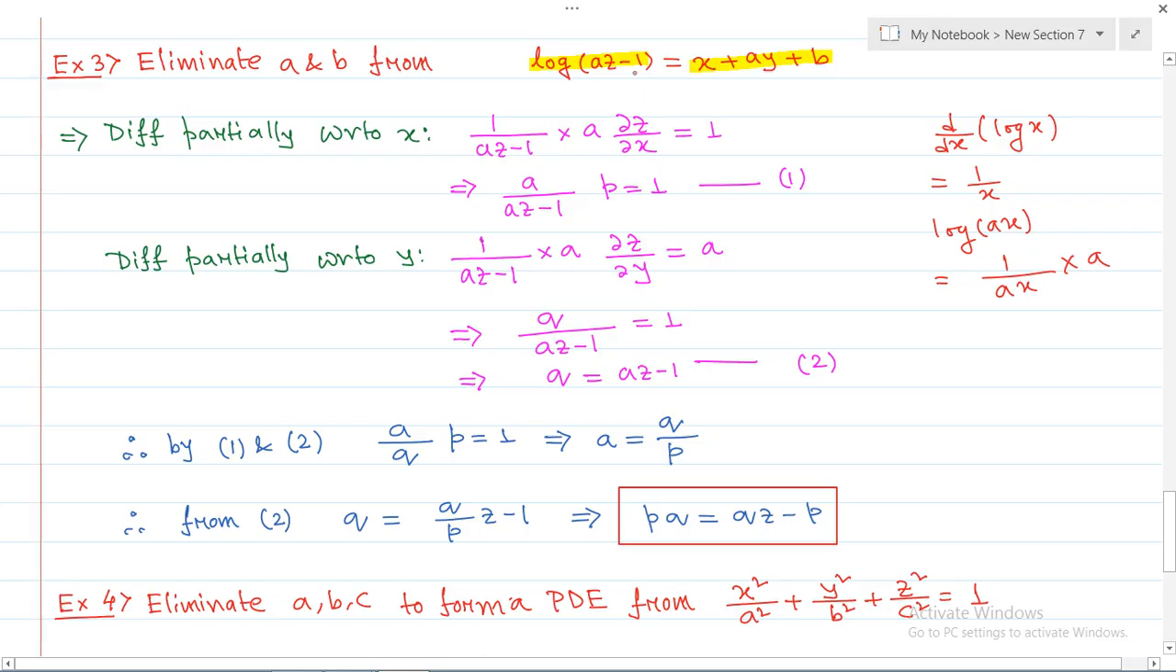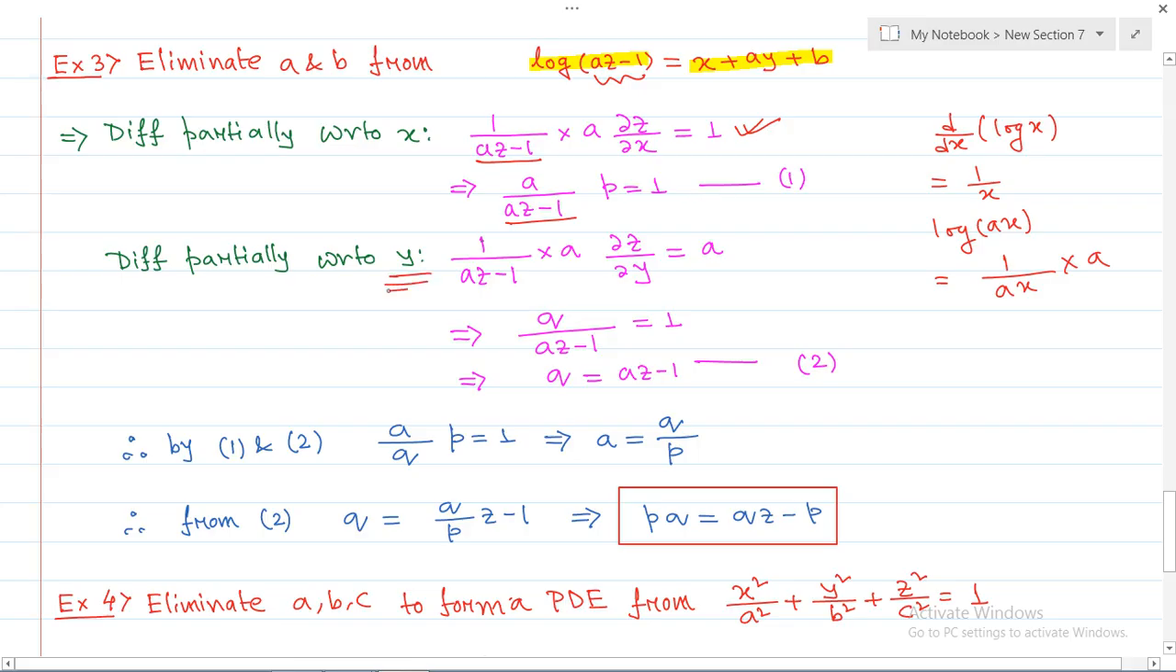So it will come like this. Here log of az minus 1, if we take the derivative, what we will have is 1 upon az minus 1 multiplied with the derivative of what is inside, az minus 1. So az minus 1, if we differentiate partially with respect to x, we have a into del z del x. That is equals to the right hand side derivative of x, exactly equal to 1. So on the left hand side we have a by az minus 1, del z del x is our p, that is equals to 1.